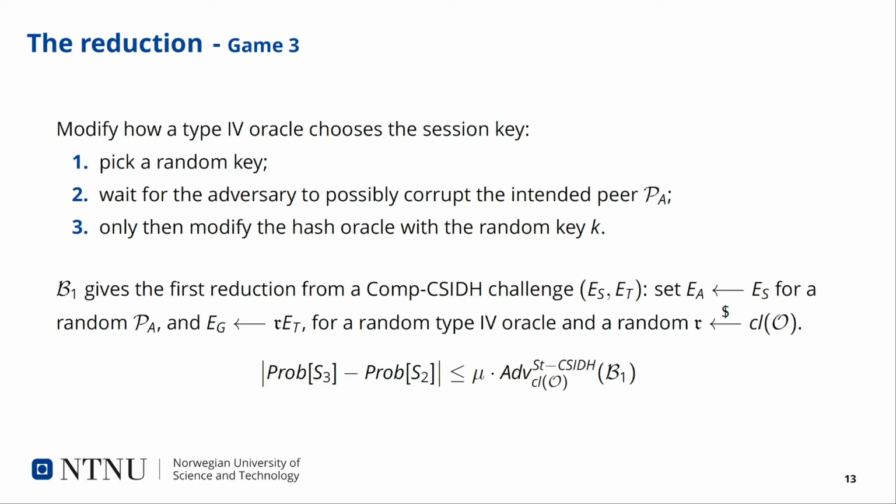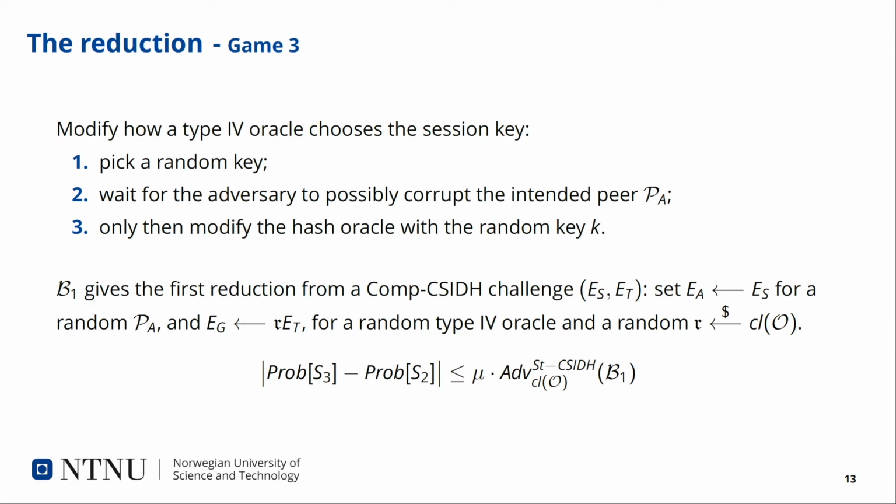In game 3, we modify how a Type 4 oracle, which is a responder oracle that is unsure of the partner's identity, computes the session key. In particular, it picks a random key and then it waits until the adversary possibly corrupts its partner. If so, it then modifies the key derivation oracle with a random key. In this game, we build B1, which is the first solver for a computational challenge, and we do it in this way.